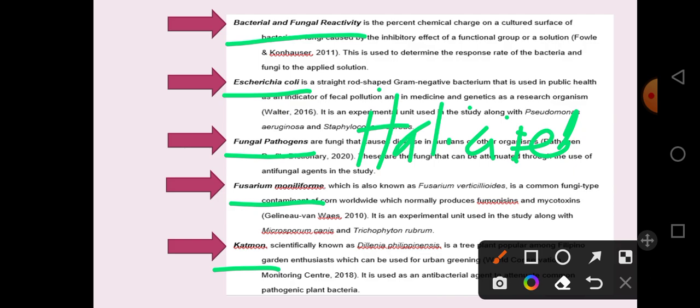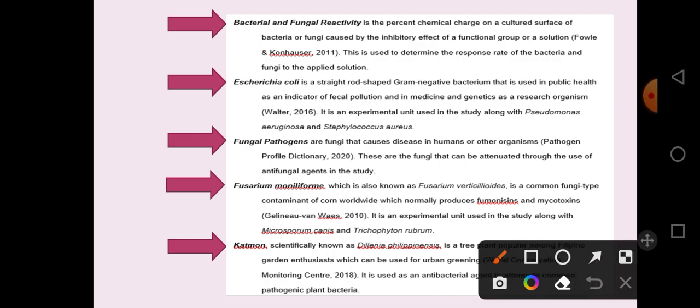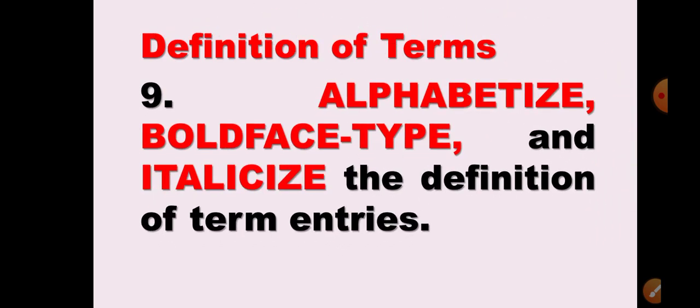Additionally, class, what can you say about the organization of the terms? How are they arranged? Let's try to analyze. We have letter B, letter E, letter F, and then letter K. So we can notice here, class, that the terms are arranged alphabetically. That will be our last guideline. So our terms must be alphabetized in boldface type and italicized. The entries in the definition of terms must be alphabetized in boldface type and italicized.